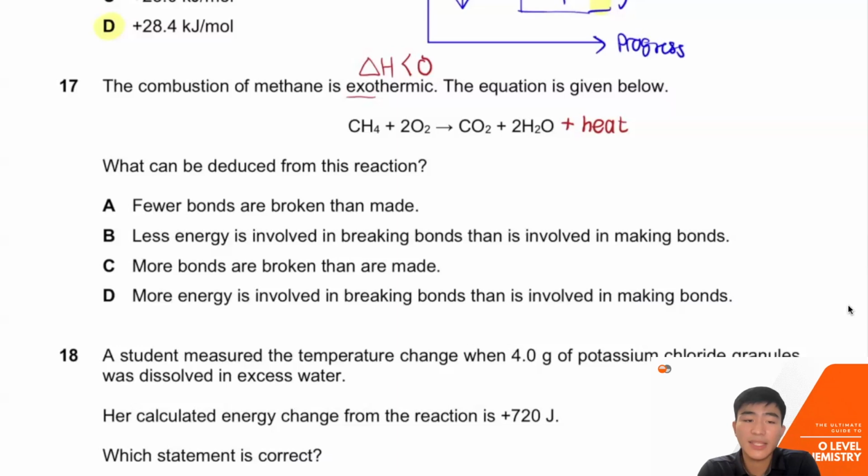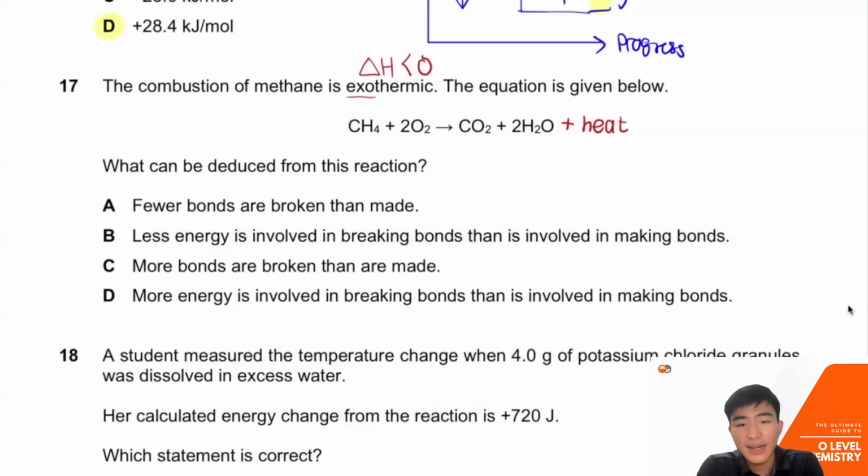Option A tells us fewer bonds are broken than made. B, less energy is involved in breaking bonds than in making bonds. C, more bonds are broken than made. D, more energy is involved in breaking bonds than in making bonds. Wow, this one's so confusing. You can see A, B, C, D, the answers are all directly contradicting each other. So how do we do this question?